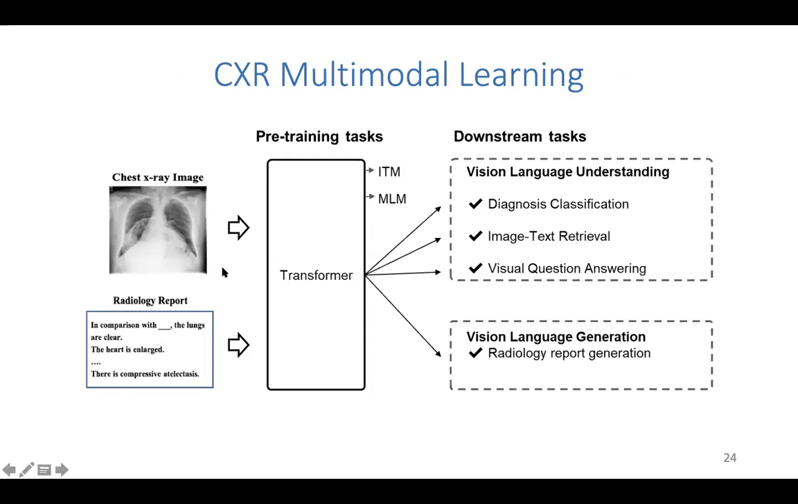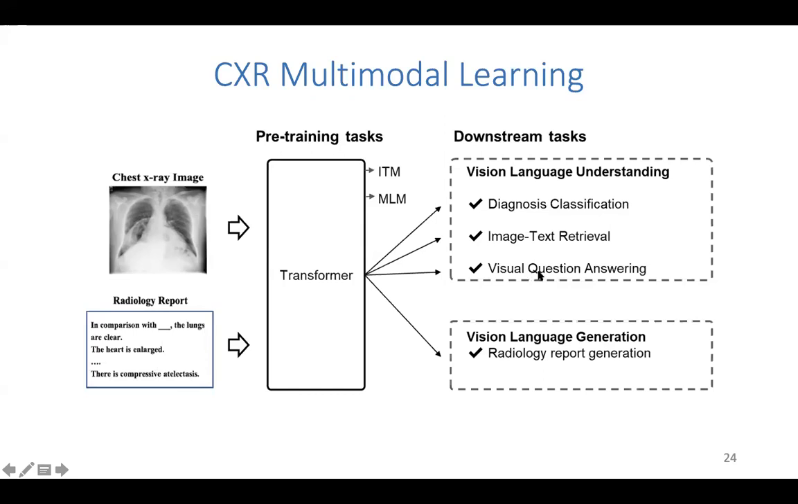So given an image and a text, you try to classify what kind of disease the patient has. Then there is image text retrieval, which is, given an image, trying to retrieve the most relevant report, or given a report, trying to retrieve the most relevant images. So it's kind of like Google image search.